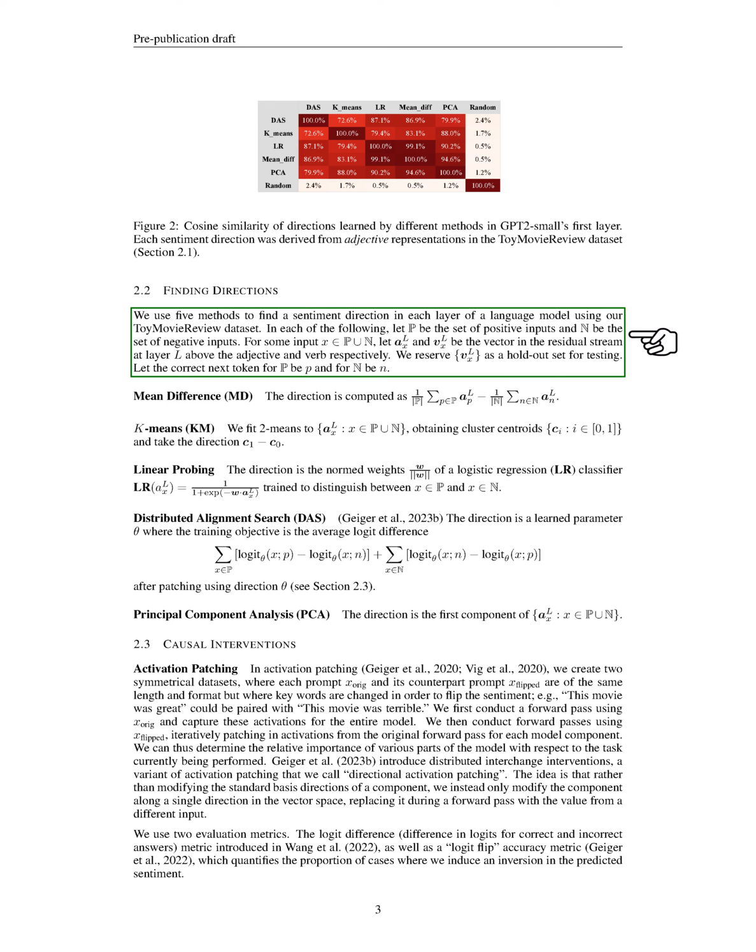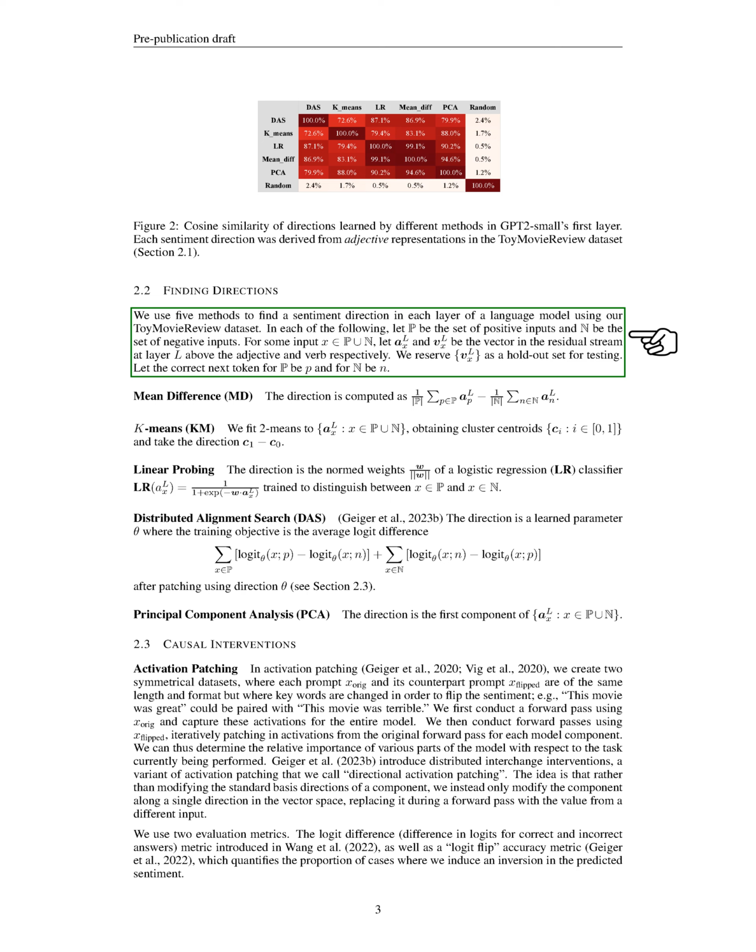Section: Mean Difference, MD. We're going to break down and simplify a few complex concepts from a research paper. These concepts include mean difference, MD, k-means, km, linear probing, distributed alignment search, DAS, principal component analysis, PCA, and activation patching. Firstly, let's talk about mean difference, MD. This is a method to calculate direction. We take the average of a certain set of values, denoted as P, and subtract the average of another set of values, denoted as N.